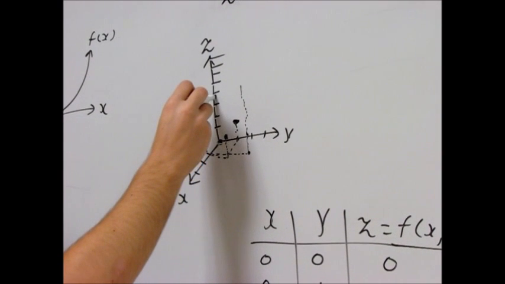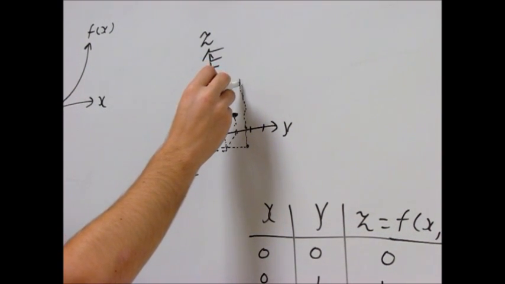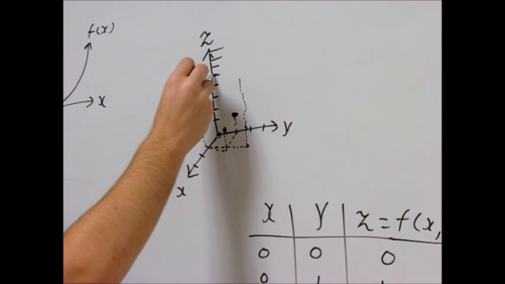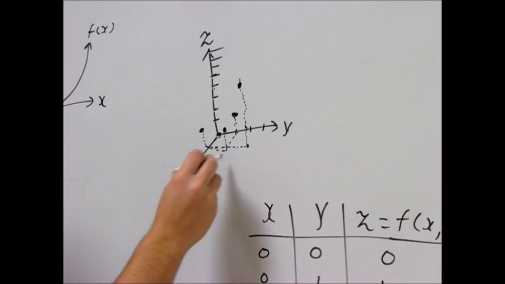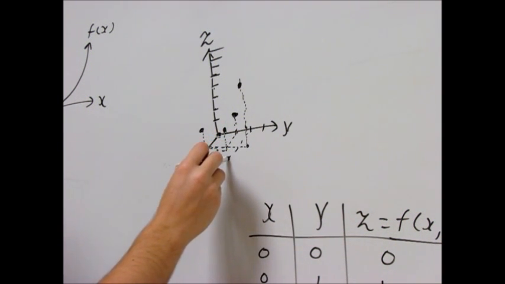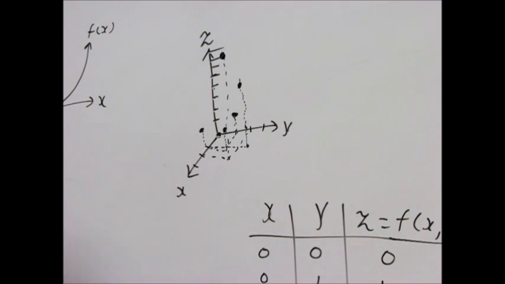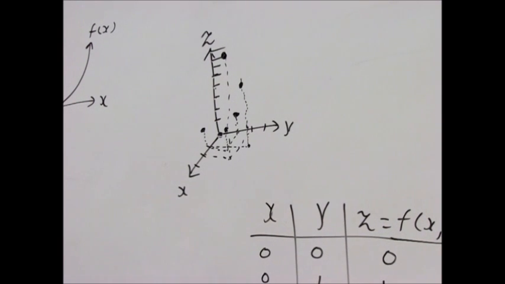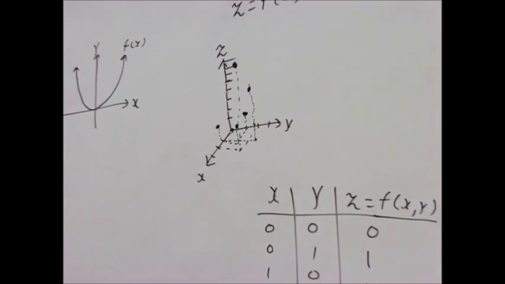Which would be that one. And then 2, comma 2 should be around here. Go up 8, maybe around here. So basically, you can see that there are some points here, but it's not very easy to visualize.